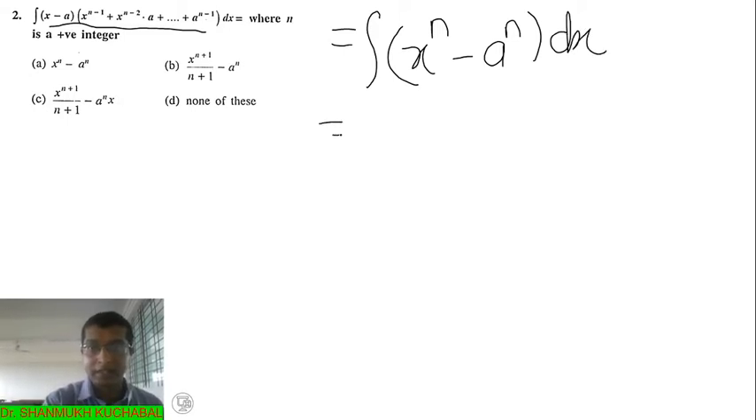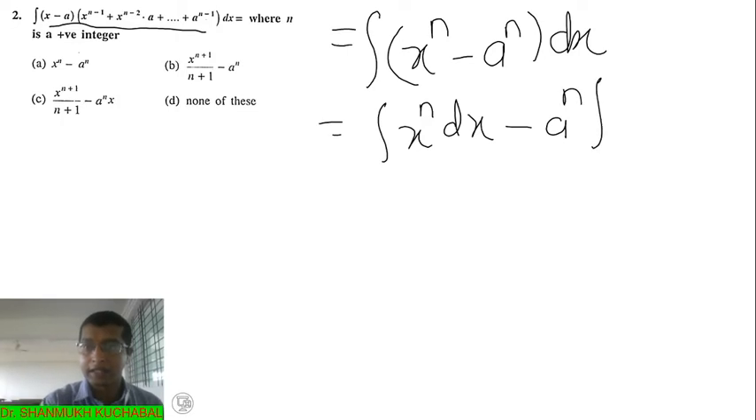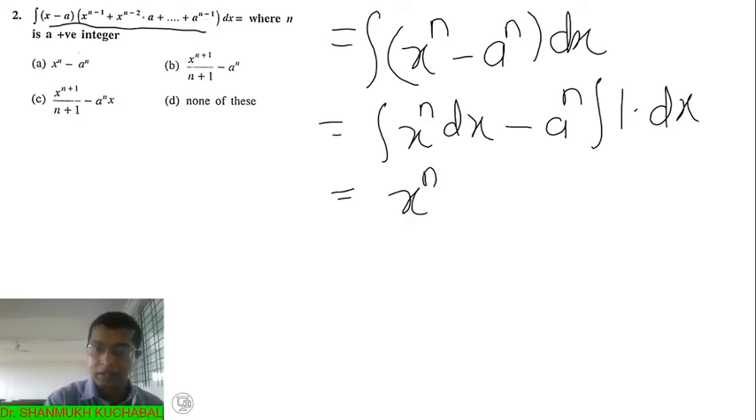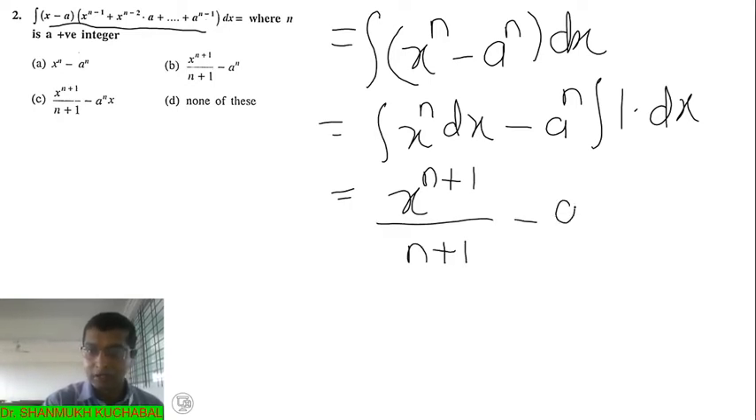Further we have to split the integration: integration of x raised to n dx. With respect to x, a is a constant, so a raised to n I take outside, 1 into dx. So further, integration of x raised to n is x raised to n plus 1 divided by n plus 1, minus a raised to n as a constant as it is, integration of 1 is x. Therefore the integration is x raised to n plus 1 divided by n plus 1 minus a raised to n x. Therefore option C is the right answer.